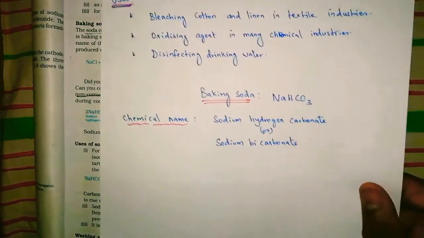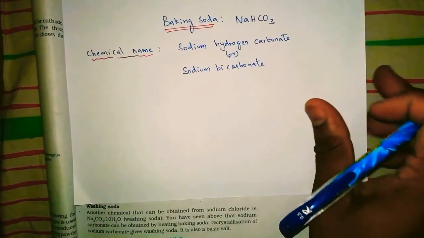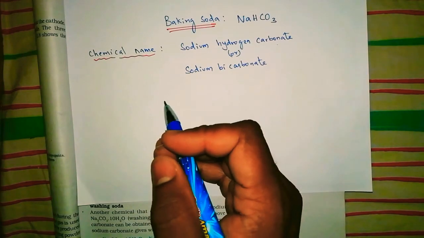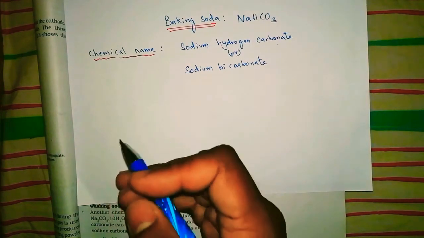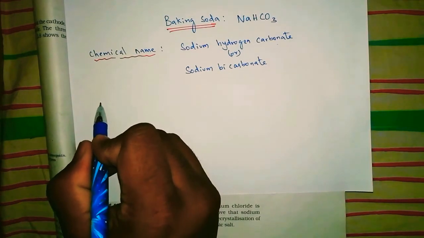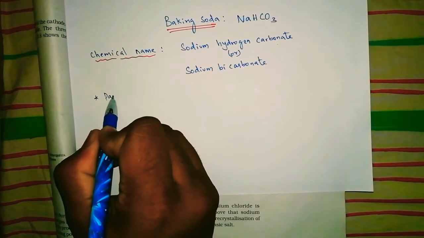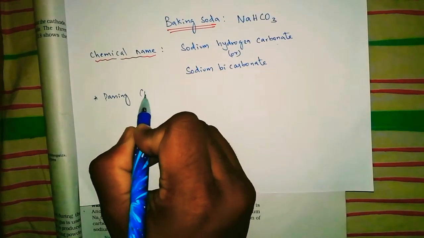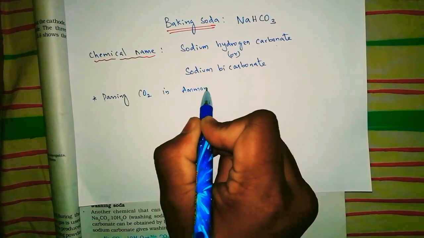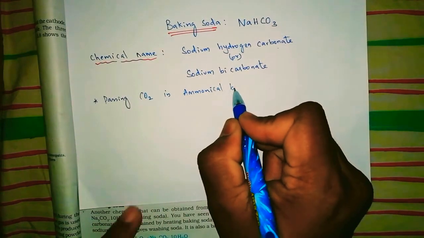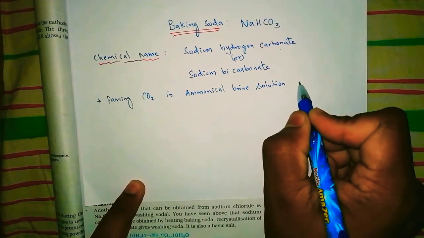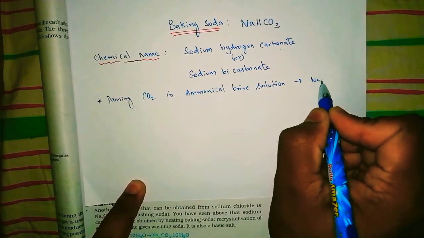This is an interesting chemical equation. If you can understand or write it like this, it will be easy for you to keep it in your mind. So keep this word in mind: by passing carbon dioxide in ammoniacal brine solution, what will we get? We will get sodium hydrogen carbonate.